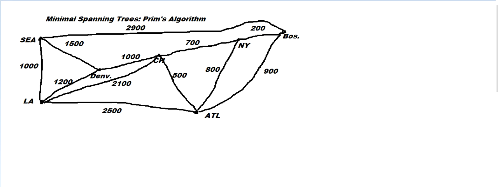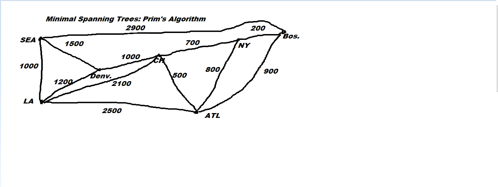Let's see, I had another question from a student about Prim's algorithm and minimal spanning trees. So maybe a basic idea. Say we've got a map of the U.S. with the flying distances between major cities. I just made these up. These aren't exact, but just as an example.